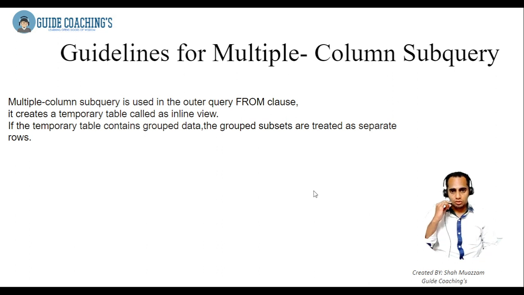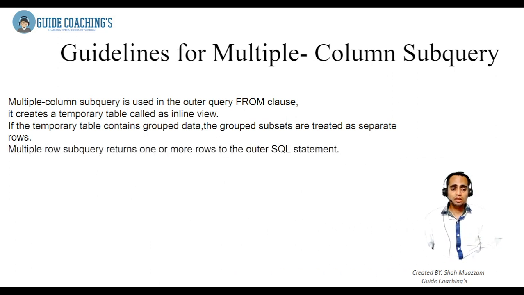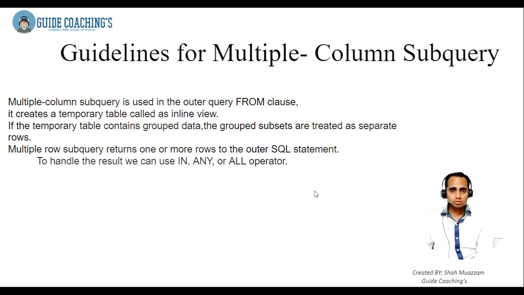Okay, now we'll see if the temporary columns contain group data, or grouped subsets are treated as separate rows. So here the temporary tables can have group data and grouped subsets, and they are treated as separate rows. Each data is considered as a separate row over there. Then a multiple row subquery returns one or more rows to the outer SQL statement. It can return more than one row to the outer SQL.